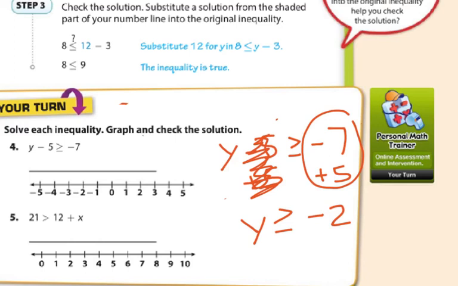So I've got to ask myself a question. This is how I want you to go about it. I want you to say, can y be negative 2?